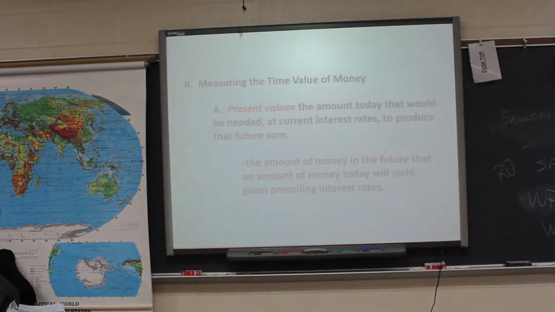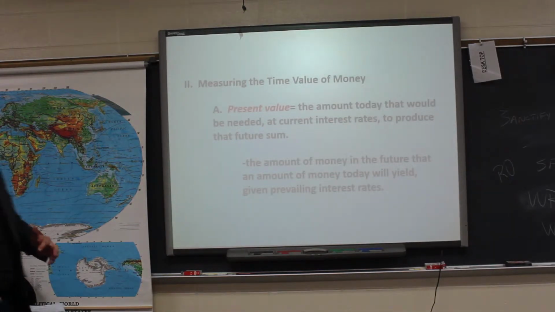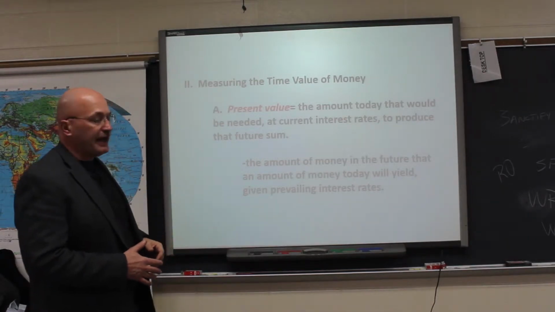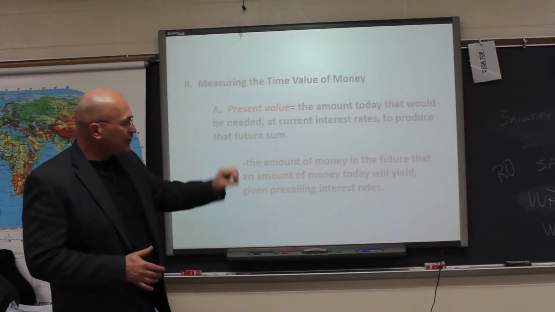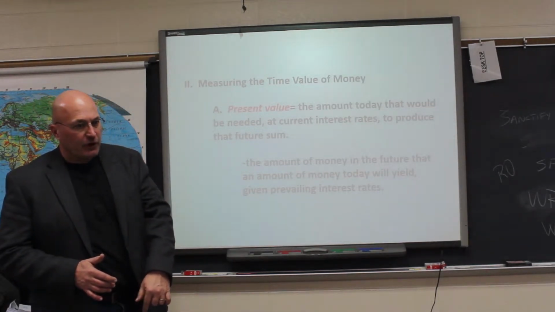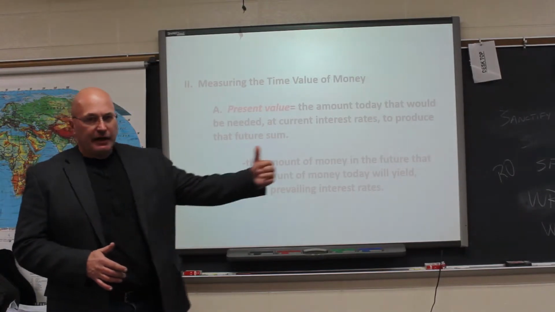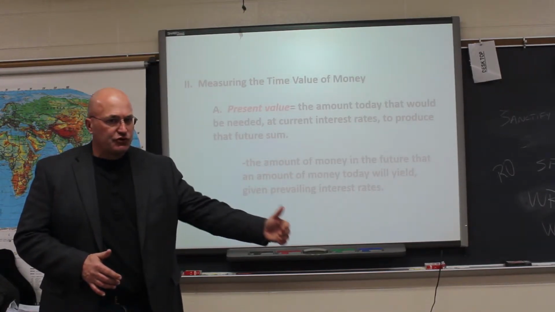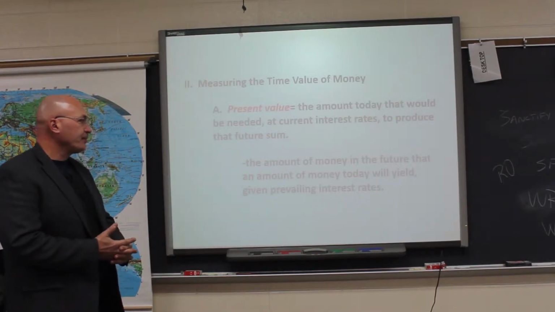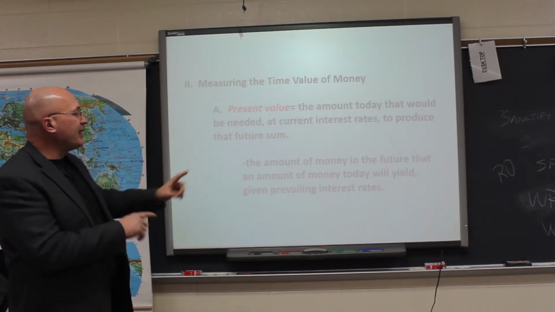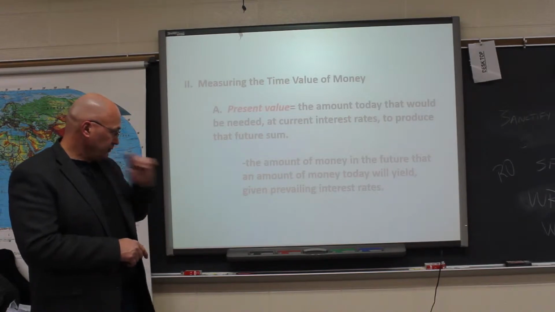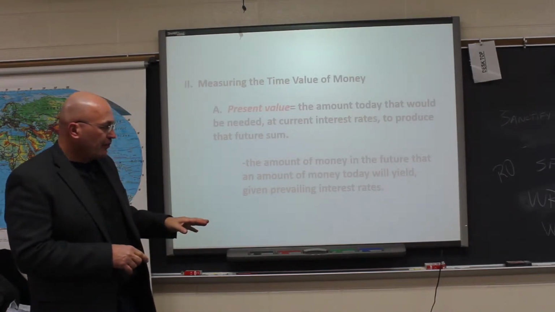Now, the time value of money: we are talking about the present value, the amount today that would be needed at current interest rates to produce some sum in the future. So if I've got $1 today and I want $10 in the future, and this is my interest rate, how long does it take to get that? Or we can go backwards: the amount of money in the future that an amount of money today will yield for us given present interest rates.